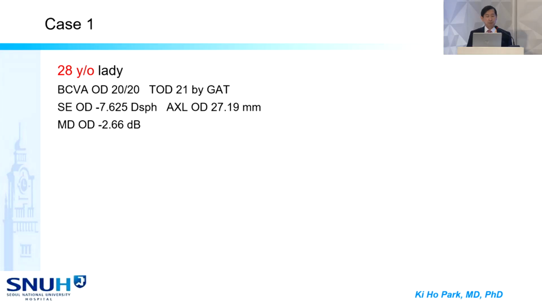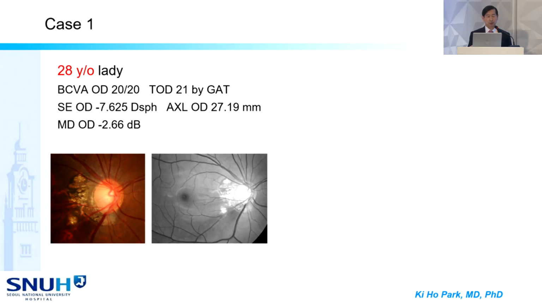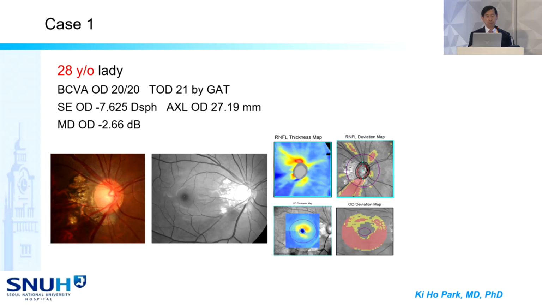So this is case number 1, a 28-year-old lady, quite young, with IOP 21 and highly myopic. So quite a strange optic nerve head and peripapillary change. And you can see some suspicious RNFL defect inferior temporally. And OCT can clearly see those defects. And also at the macular area, you can see the superior and inferior difference, an asymmetric ganglion cell layer change.